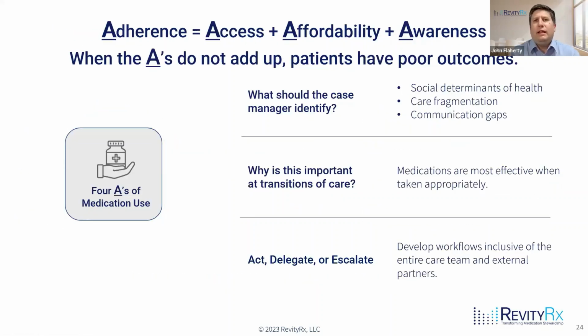And then why is this important at transition of care? It's just that medications, as we talked, are used 80% of the time to treat disease. And if we're thinking of the ACT, delegate, and escalate, it's really about developing workflows that are inclusive of the entire care team and external partners. I think the main piece is then, you may ask, shouldn't the pharmacy or the other providers really handle medication adherence?